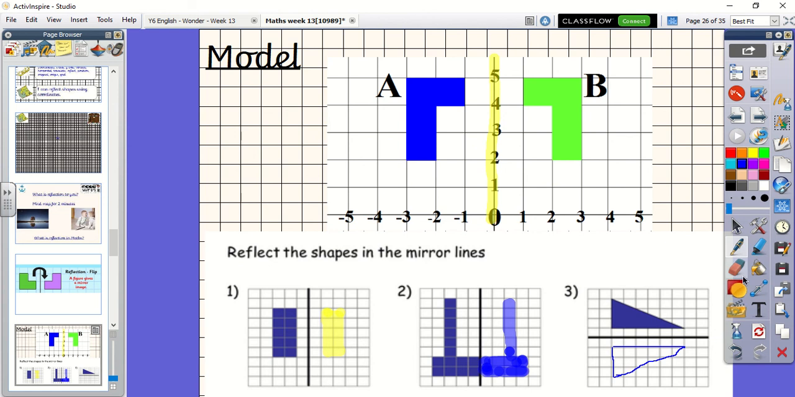You will be able to do it much more neatly than I will because you have hopefully got the correct equipment at home. If you haven't, just give it your best shot. Always remember to look at the mirror line, look how many squares away they are, and use those squares to really help you. Sometimes it might be dots or squares, but use those squares to help you. I hope that makes it a little bit easier for you.